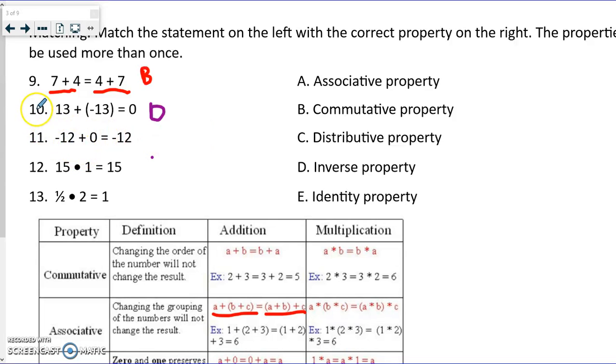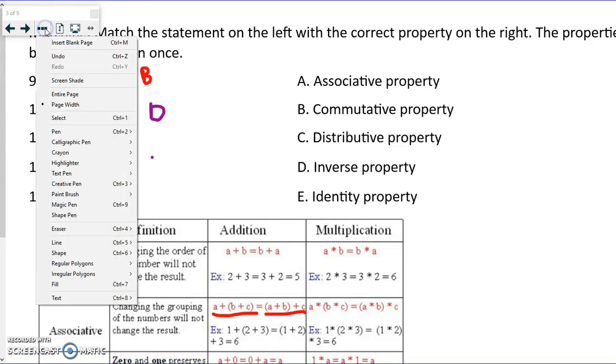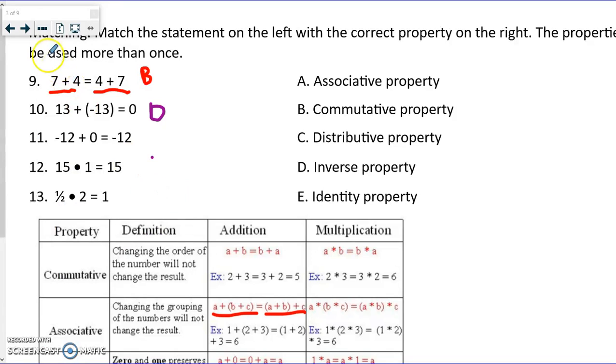Number 11, this is where I said if you start and end with the same number, it's your identity property. So I started with negative 12. I ended with negative 12. I added 0, which did not change anything. So that is the identity property, E. So 11 was the identity property for addition.